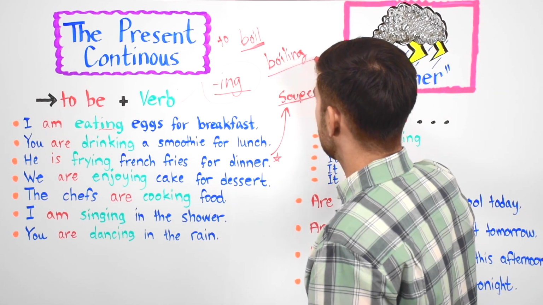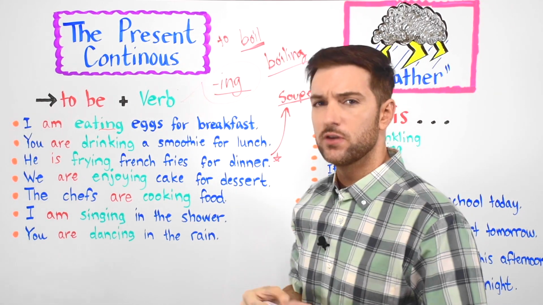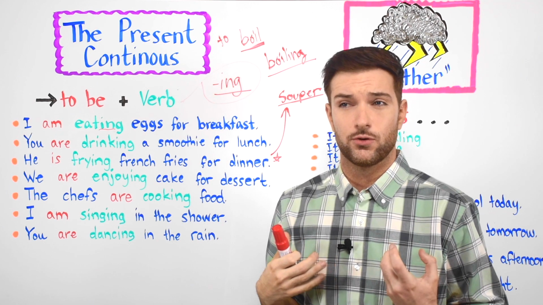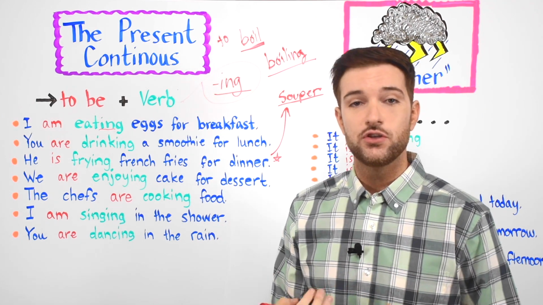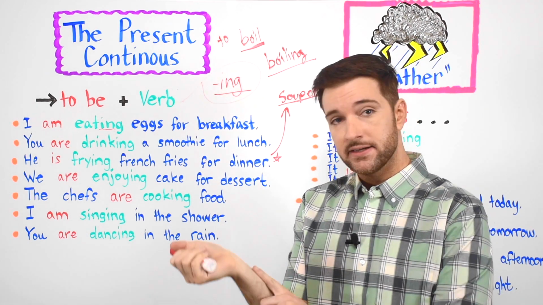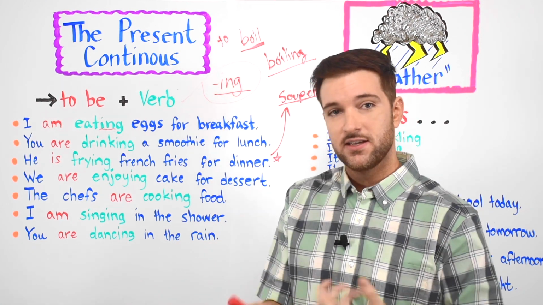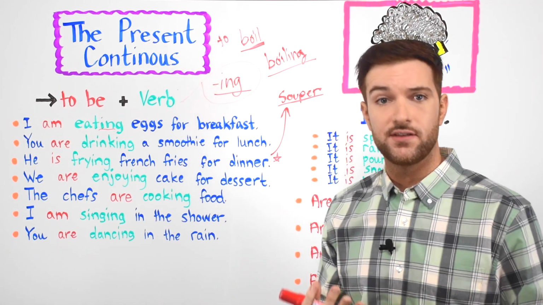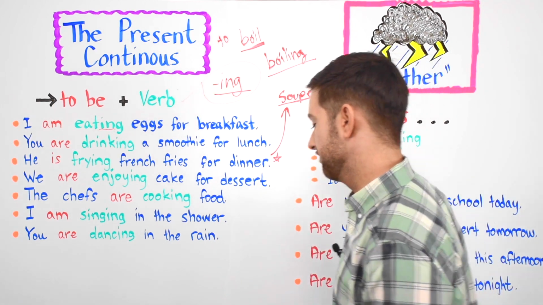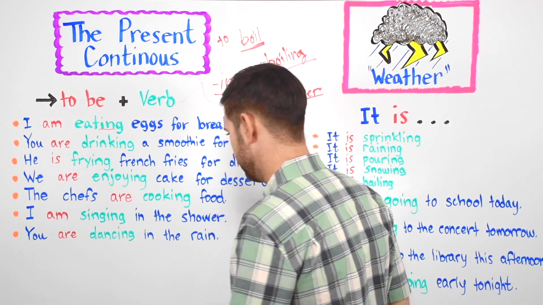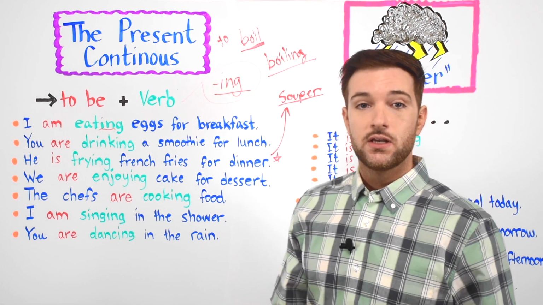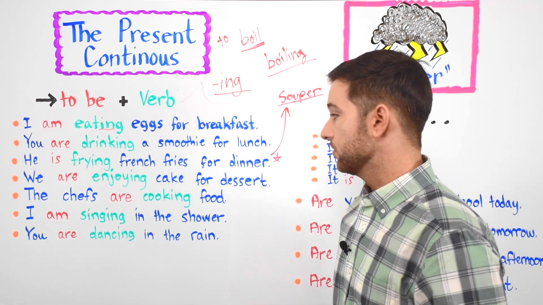Also, we have an expression in English. If you are really, really angry, you're really upset, you could say, my blood is boiling. You know, your blood that you have running in your veins, it's boiling. Like you're very, very angry. My blood is boiling.